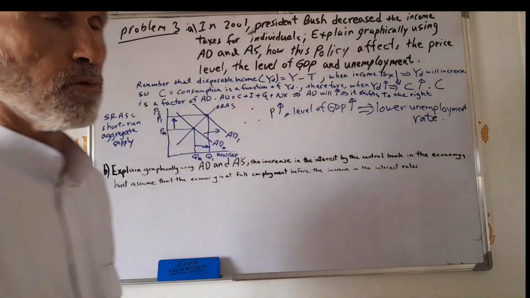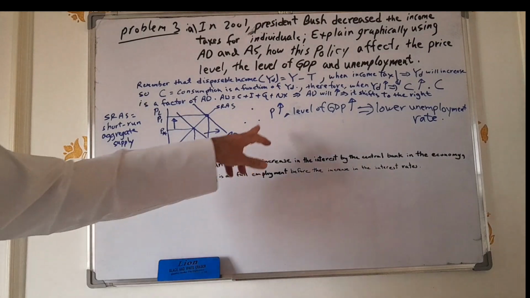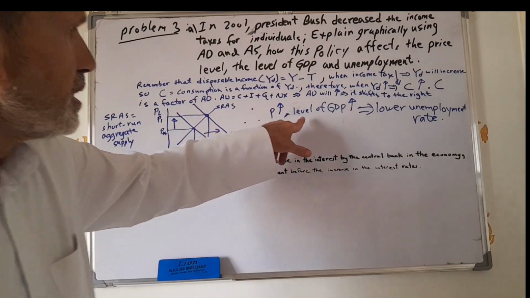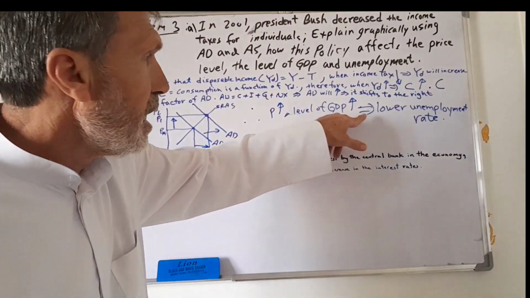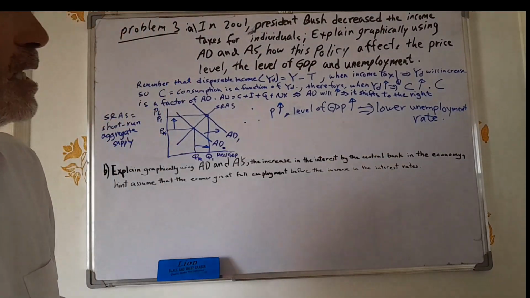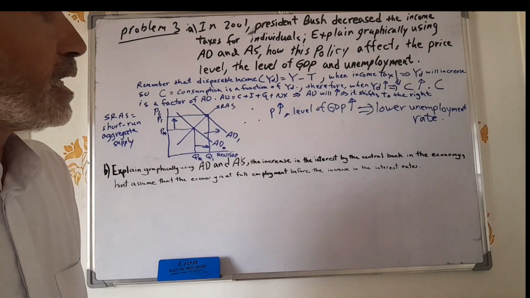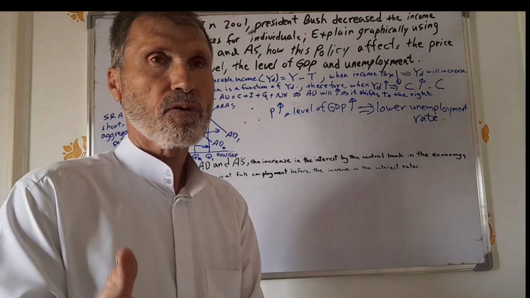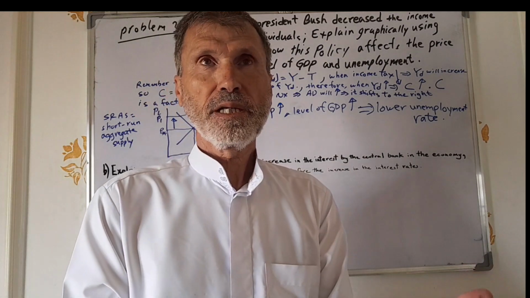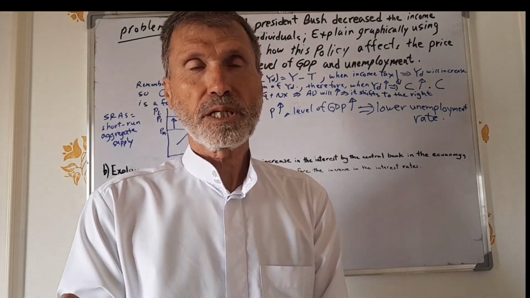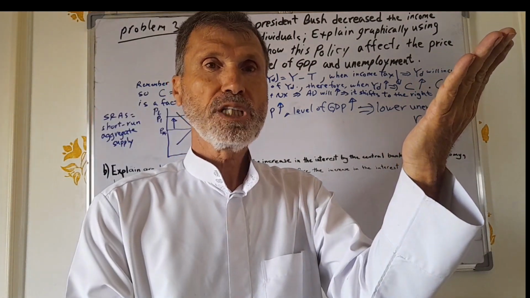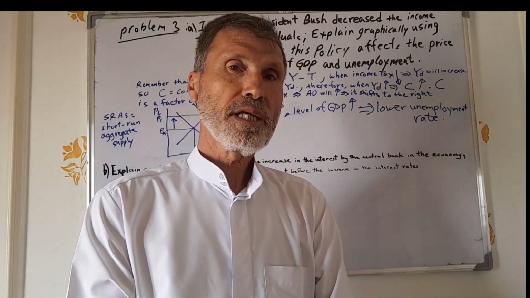And this is exactly what we want. From this, as a result of the increase in aggregate demand, the price level will increase, GDP will increase, and of course, the unemployment rate will go down. We have a lower unemployment rate. That means we have an inverse relationship between GDP and the unemployment rate. When GDP increases, the unemployment rate will go down, and when GDP decreases, the unemployment rate will go up.